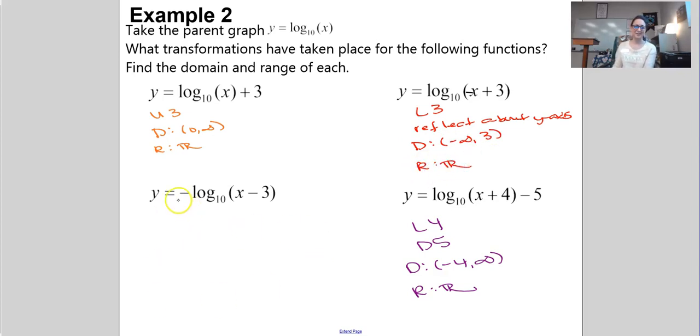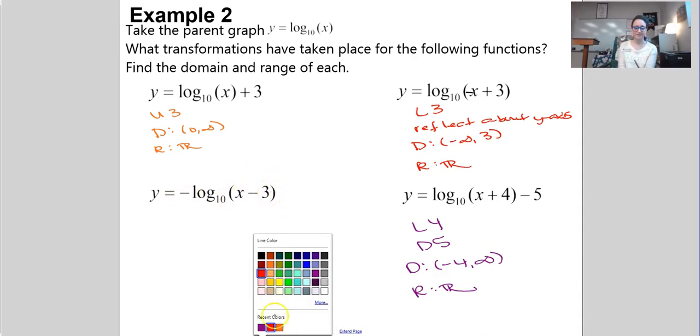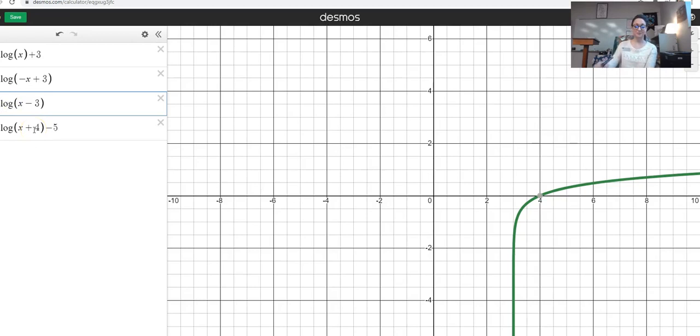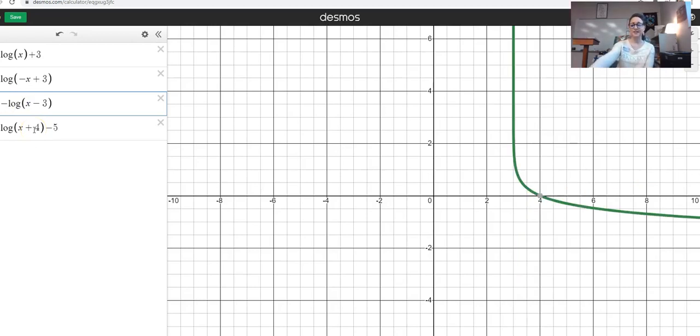All right, let's try this last one. The -3 on the inside is going to shift the parent function which way? Going to shift right 3. And what does the negative on the outside do? Reflects about what? Reflects about the x-axis. It is a vertical transformation, right? So if I flip my y's, that's going to be about the x-axis. So let's take a look at this graph. Here's the parent function shifted to the right 3. Then if I put a negative and flip that over the x-axis, we look like this.